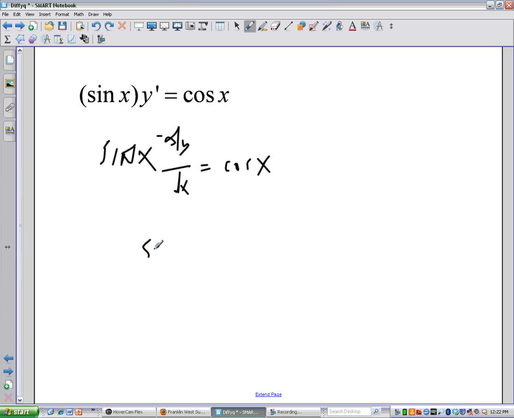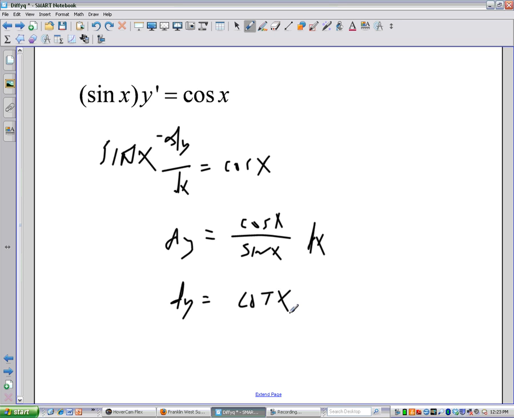So separating the variables, let's try this again. If I separate the variables, on this side I'm going to have dy equals cosine x over sine x dx. And remember, cosine over sine is cotangent, so dy equals cotangent of x dx. And so when we integrate, we're going to get y on this side equals the antiderivative of cotangent dx plus c.